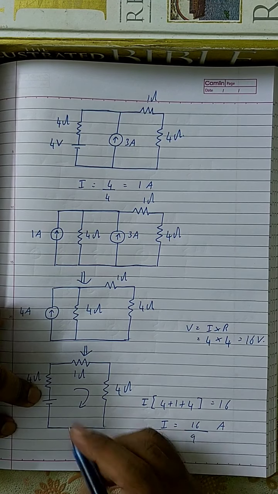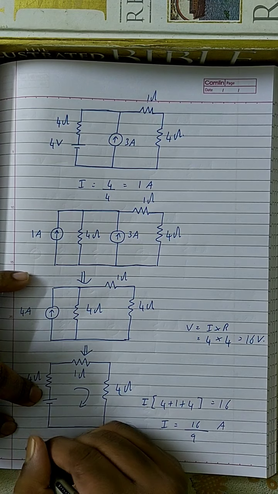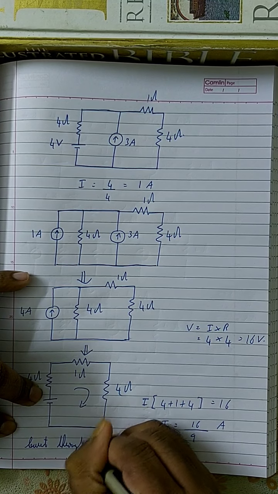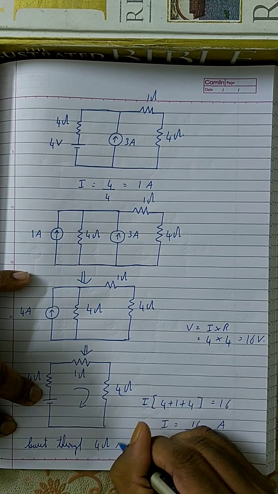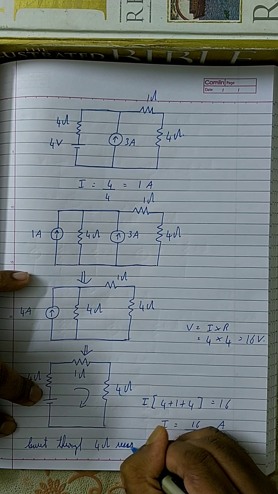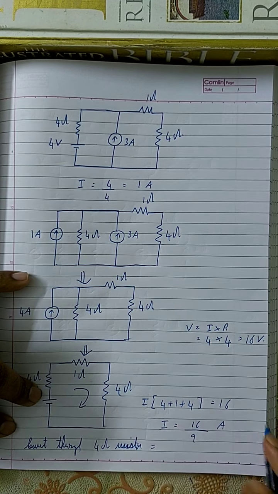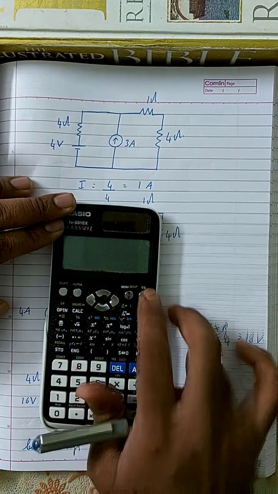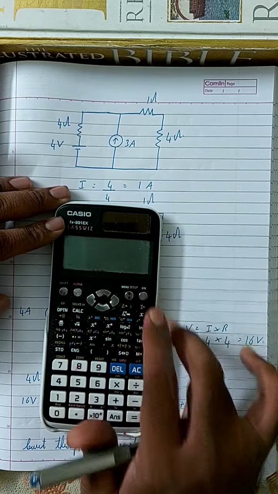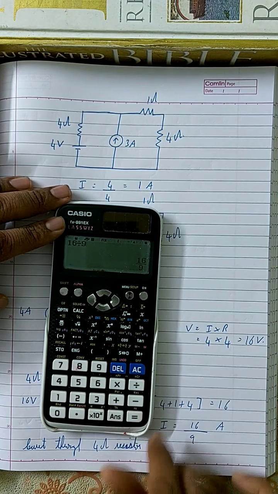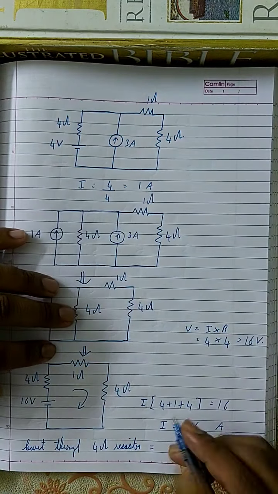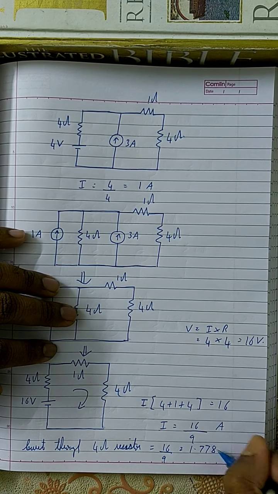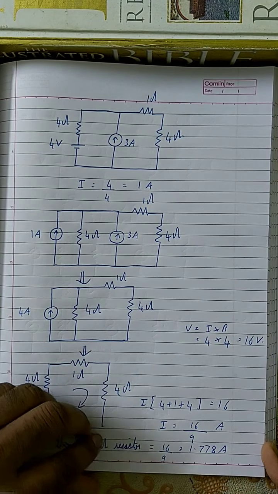So therefore voltage across the 4 ohm, let me write that, current through the 4 ohm resistor is equal to, what is 16 divided by 9? 1.778 amperes. 16 by 9 is equal to 1.778 amperes. That is the current through the 4 ohm resistor.